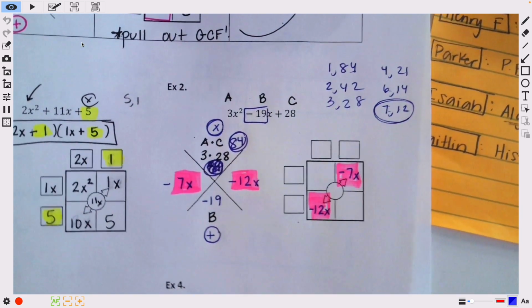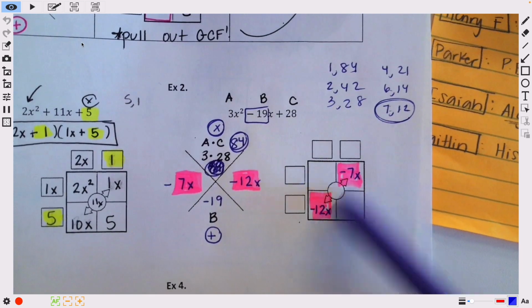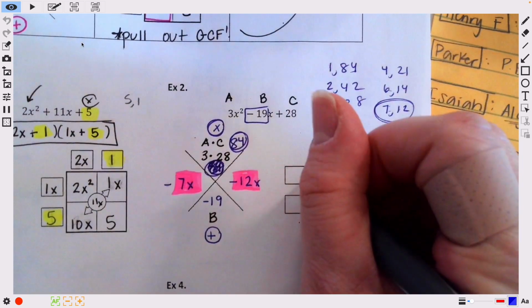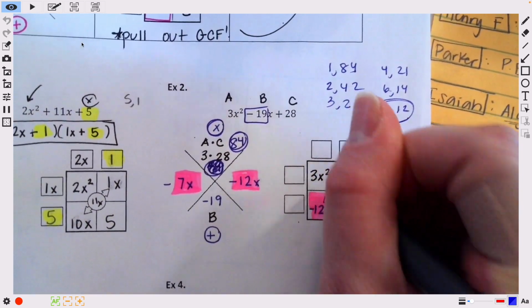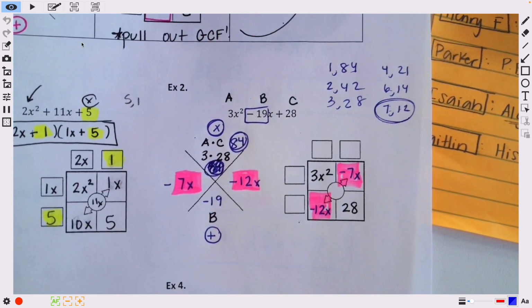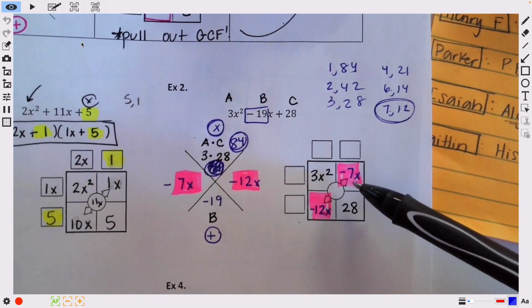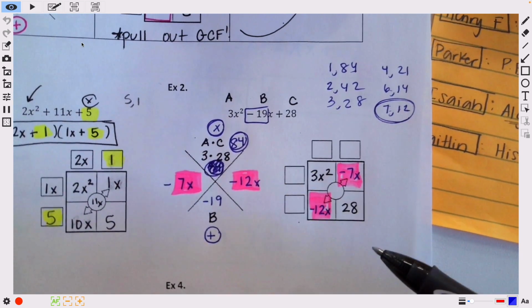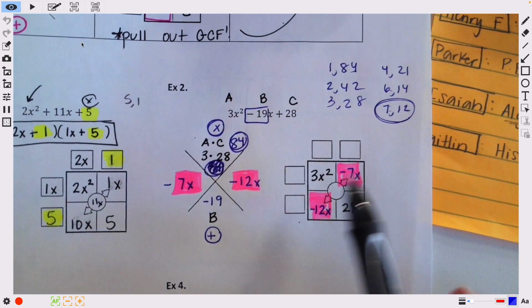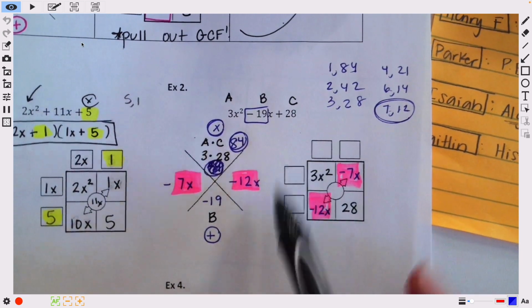We're not done. No, we have not found an answer yet. That just helps you figure out what goes here and here. I'm going to show you how this all comes back together. Okay, now this first box is still going to be your 3x squared and your back box is still going to be 28. The only thing the X helped us do is figure out what goes in the diagonal boxes. That is it. That's all it helped with. Now, you know what it all has to multiply to. Now it's just a game.